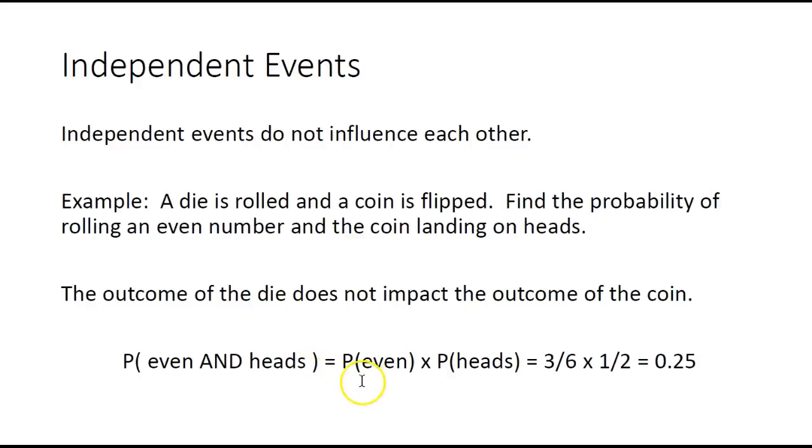When using "and" with independent events, you can find the probability of each event and multiply them together. The probability of rolling an even and landing on heads is 0.25.